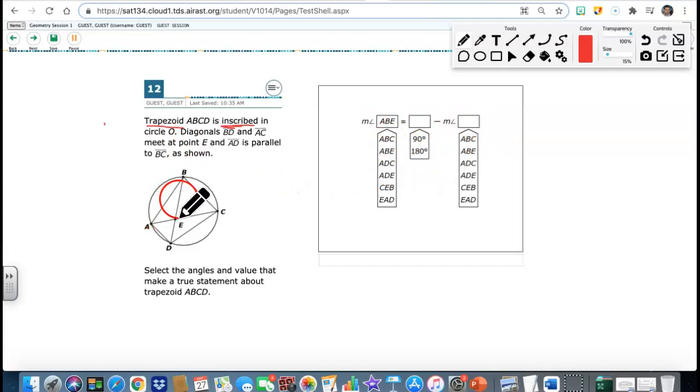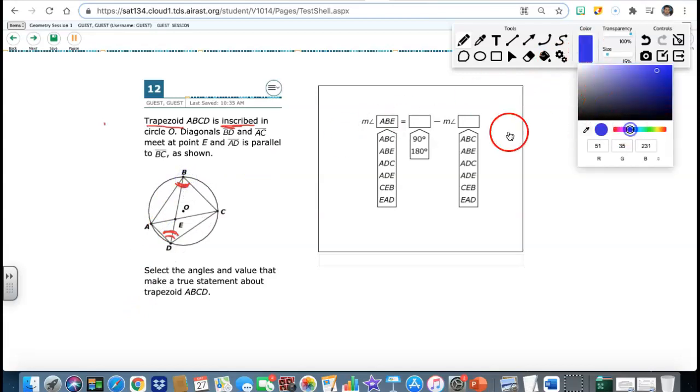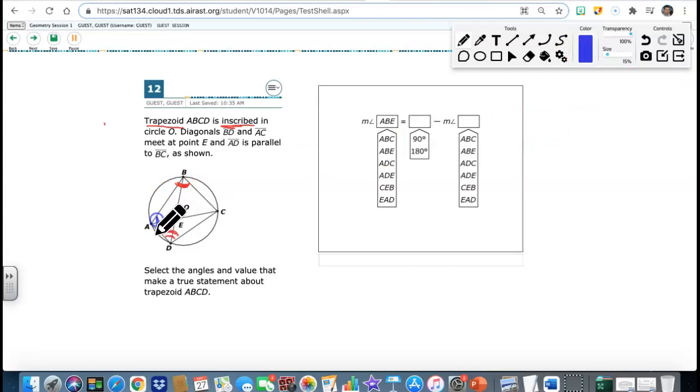What comes right through my mind is there's a property about inscribed trapezoids, which means opposite angles are supplementary. Let's do that with red, and let's do the other two with blue. Opposite angles, put a dot on the outside. All of them are different, I'm not saying they're equal, but opposite angles are supplementary. Angle B and angle D sum to 180, and angle A plus angle C equals 180.